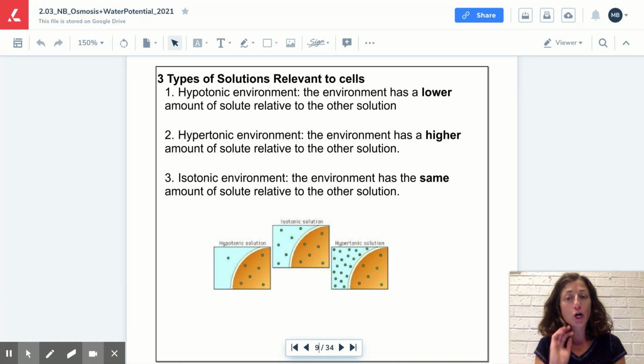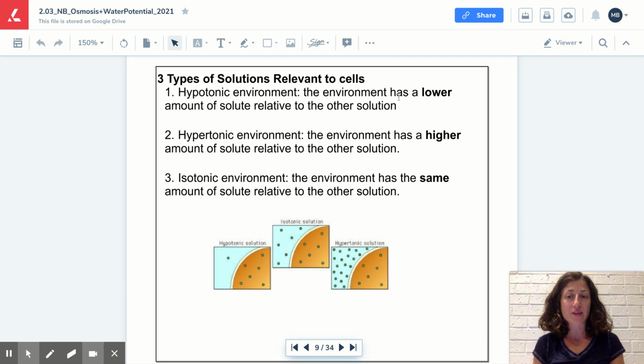So hypotonic refers to an environment that has a lower amount of solute relative to the other solution. Okay, let's look at hypotonic down here. So a hypotonic solution is this blue part. Okay, there's only one of the solute and there's a lot more here. So the hypotonic solution doesn't have as much concentration of solute. Okay, and it also has a higher concentration of water.